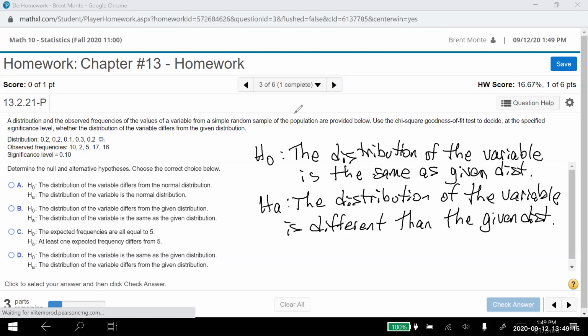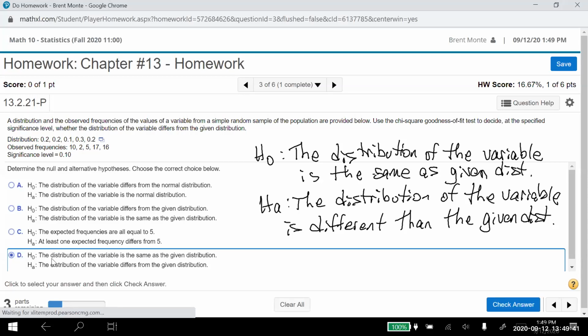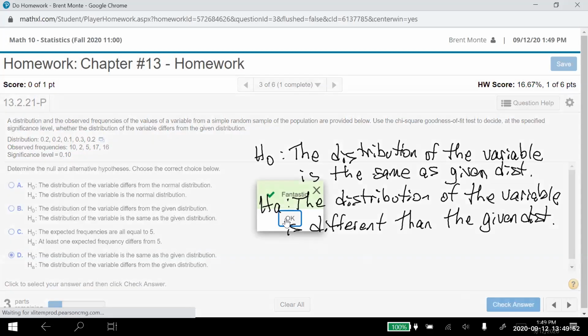So when we look at our options, A says null hypothesis, distribution of the variable differs from the normal distribution. That's not what we're looking at. B, the distribution of the variable differs from the given distribution. Well, that's the alternative hypothesis, so B can't be right. C says the expected frequencies are all equal to 5. That has to do with the assumptions we'll talk about in a minute. So I'm guessing it's D, since none of the other ones are correct. The distribution of the variable is the same as the given distribution. That's true. And the alternative hypothesis, the distribution of the variable differs from the given distribution.